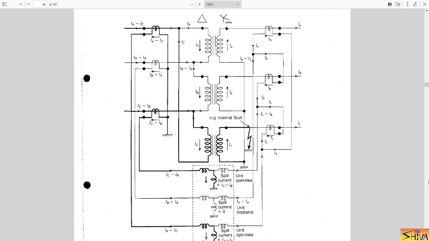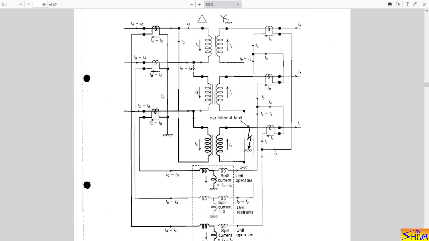Second problem is due to general use of delta star or star delta transformer. When transformer is connected in star delta or delta star, there is phase shift between the current from both the sides, and that phase shift is plus or minus 30 degrees. So to overcome this problem, we connect CT on delta side of the transformer in star and on star side of transformer in delta. I had explained these two remedies in my previous lecture. Now let us solve few numericals on this.